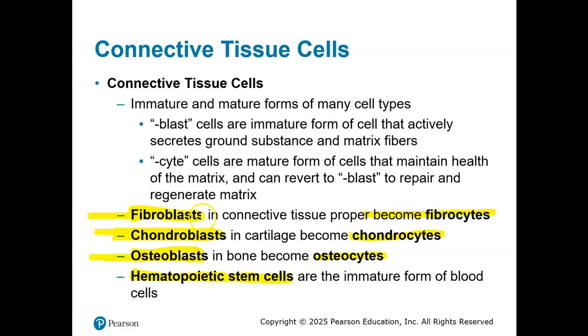So just remember, if it has blast in the name, it produces something. Fibroblasts produce protein fibers. Chondroblasts produce cartilage matrix. Osteoblasts produce bone matrix. And then all of these cells become mature cells, and instead of blast, they have cyte at the end of their name. I'll give you an example, an osteoblast. That's a bone cell that is producing bone matrix around it. Once that osteoblast is surrounded by bone matrix, then it will mature and become an osteocyte.